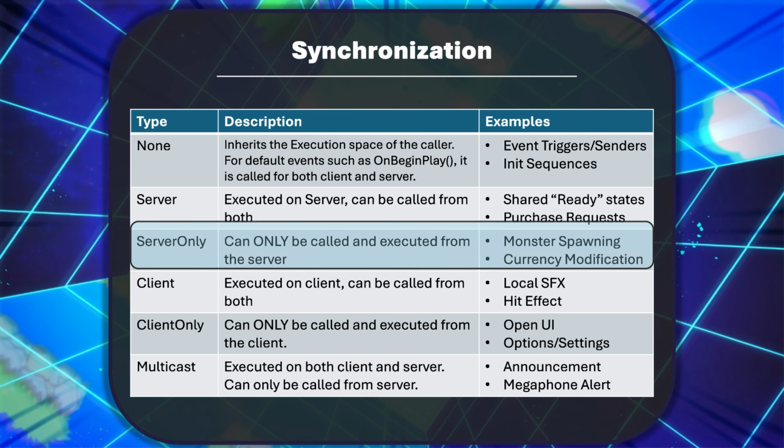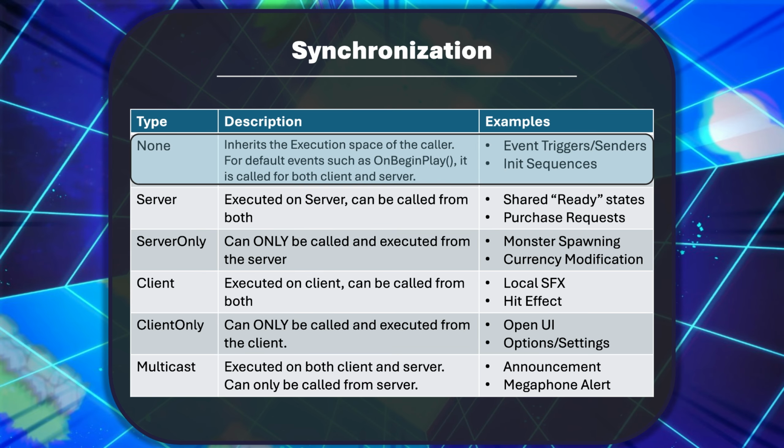And finally, we have none, which designates that this method is owned by both the client and the server and will hold a copy for both execution spaces. When a none method is called, it will inherit the execution space of its caller and be executed on the same execution space, meaning that if the server calls a none method, the none method will be called from the server execution space, and vice versa. When a none method is called by the client, it will be called from the client execution space.